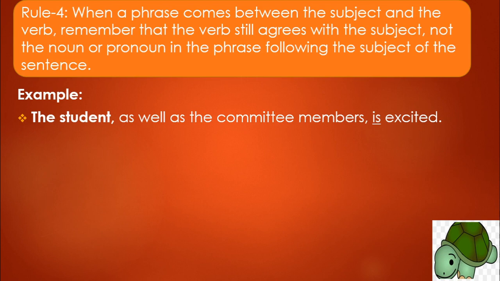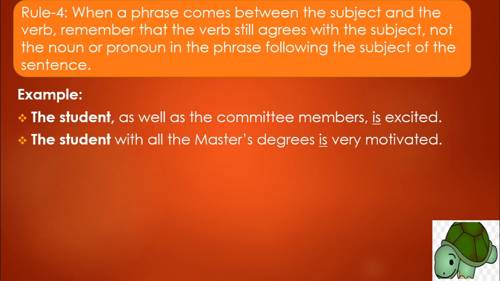So although the phrase has come in the middle of the subject and the verb, we have just focused on the subject and we have used only the singular verb here. The student with all the master's degrees is very motivated. So the student is the subject here, and in the middle of subject and verb, the phrase with all the master's degrees came. But the subject is the only focus here and we have used a singular verb is here.